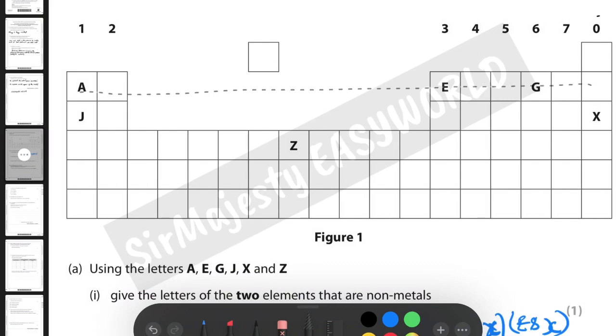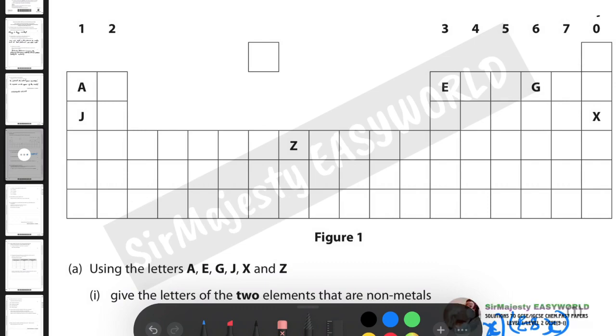Periods are actually horizontal rows that contain elements whose atoms have an equal number of shells. Meaning, if we have an element that has two shells, that's two circles, you place it in period 2. But when they have 3 shells, you place them in period 3. So this is our period 2, period 3, 4, 5, 6.